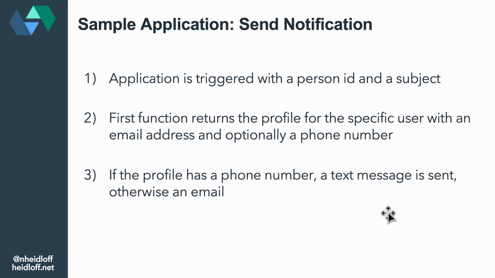Let's take a look at the sample application. It's a rather simple send notification application, which is triggered with a person ID and a subject. The first function returns the profile for the specific user with an email address and optionally a phone number. If the profile has a phone number, a text message is sent, otherwise an email.